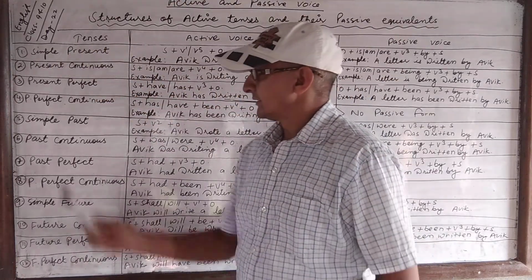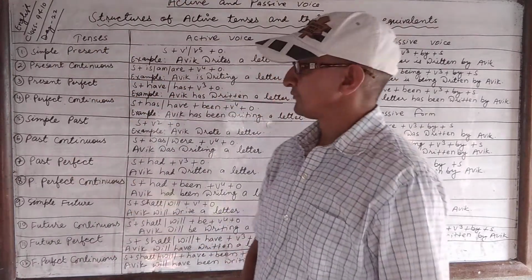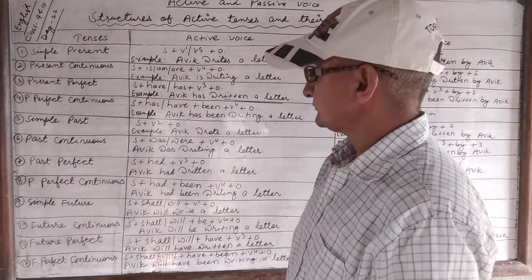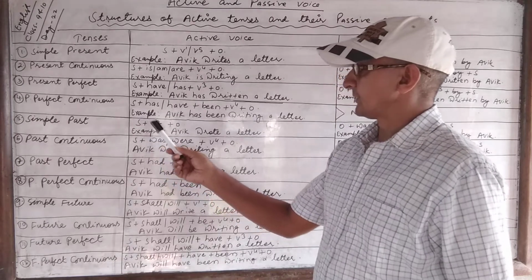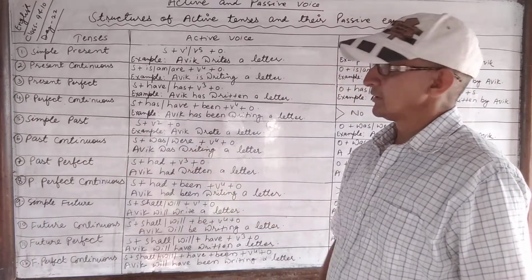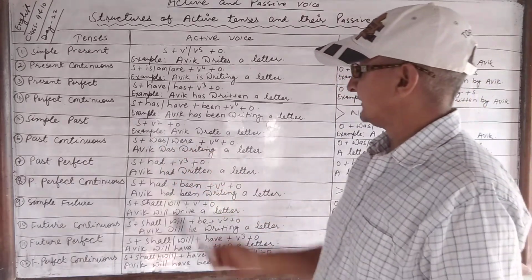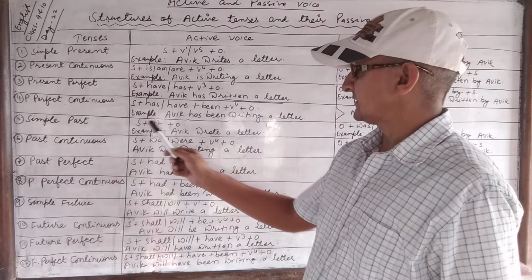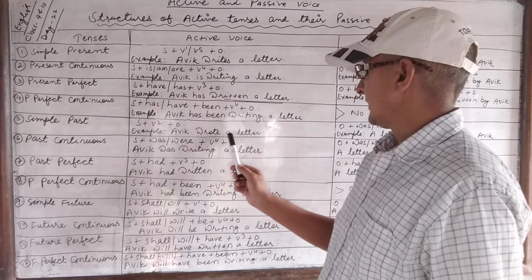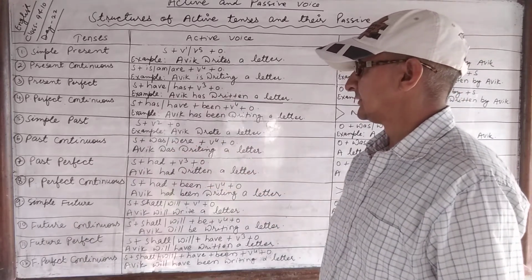Now next, simple past. The structure of simple past is subject plus V2 plus object. Example is, Avik wrote a letter. Avik is the subject, wrote is V2, and a letter is the object.